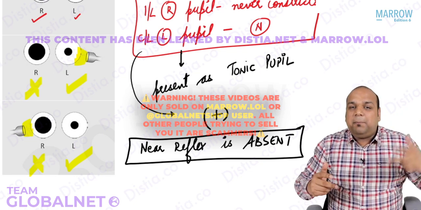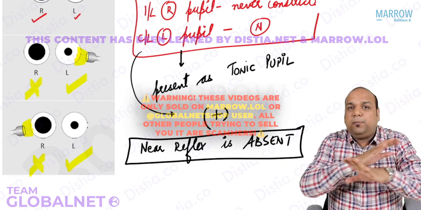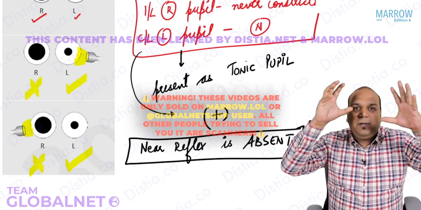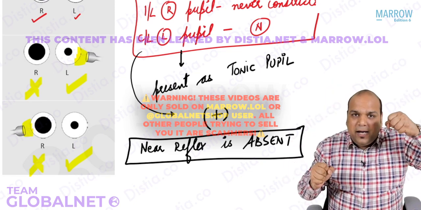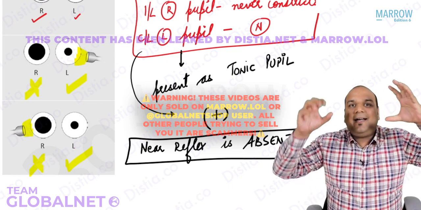APD, first, complete optic nerve loss. Normal side, both pupils constrict. Abnormal side, both pupils do not constrict. Number 2, RAPD. Normal side, both pupils constrict. Abnormal side, on doing the swinging flashlight test, both pupils will dilate.